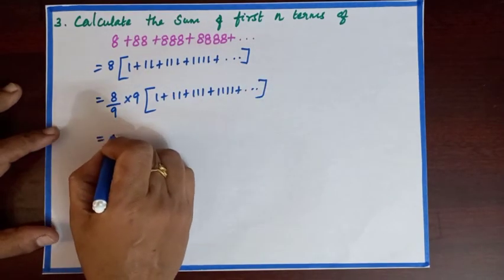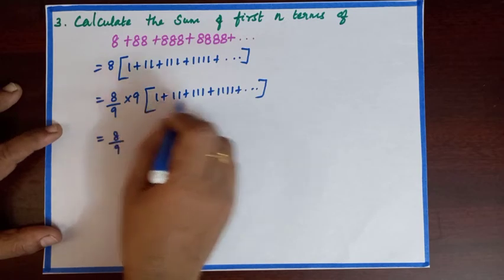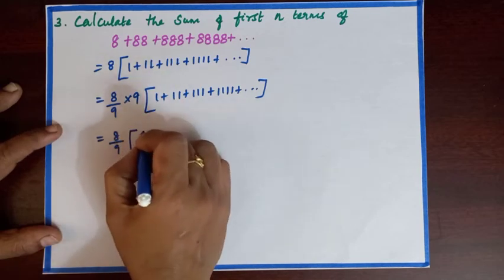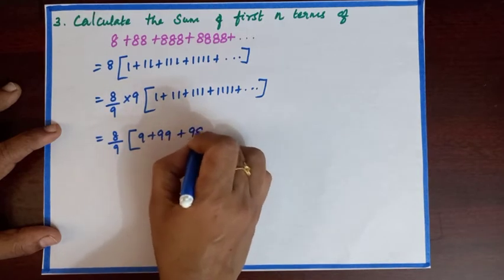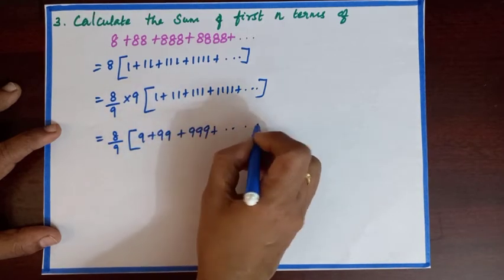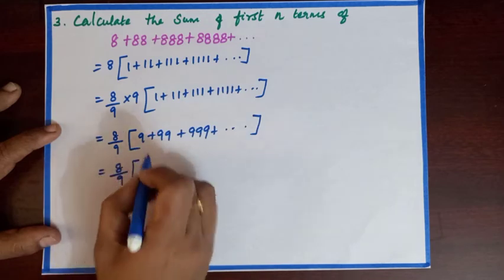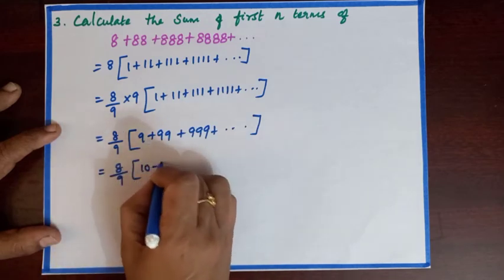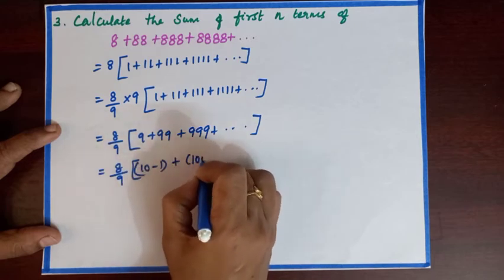Now I am going to have 8 by 9 as it is, and I am going to multiply 9 inside the bracket. Then we get 9 plus 99 plus 999 plus dot dot dot. Next I am going to write 9 as 10 minus 1, 99 as 100 minus 1.